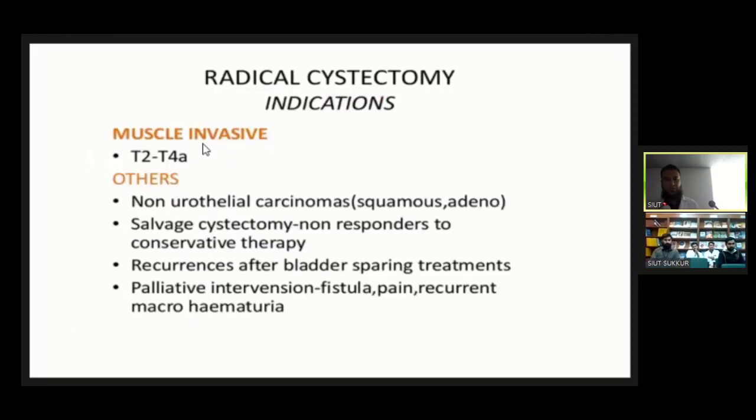The muscle invasive criteria for the indication are T2 to T4 disease, and others are non-urothelial carcinomas like squamous and adeno, partial cystectomy, non-responders to conservative therapy, recurrence after bladder sparing treatment, and palliative intervention for things like fistula, pain and recurrent microhematuria.